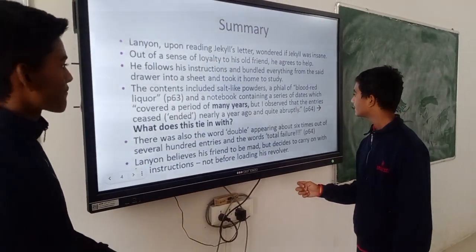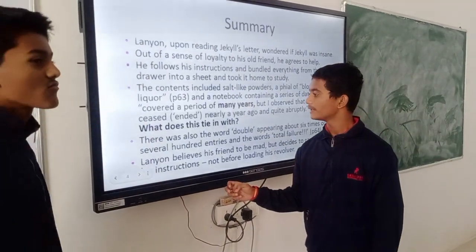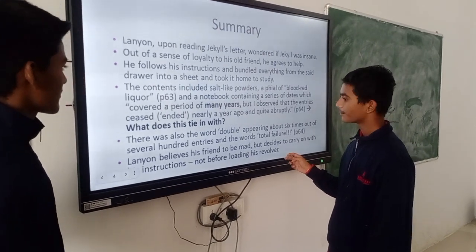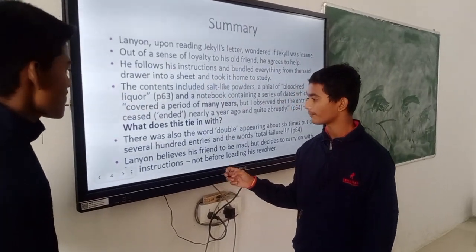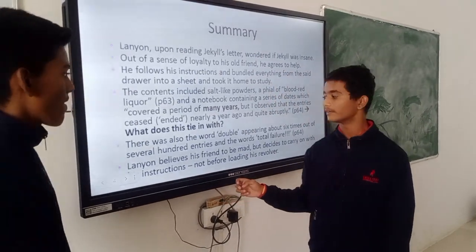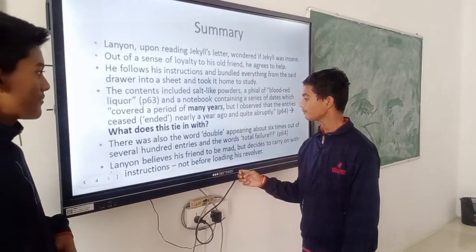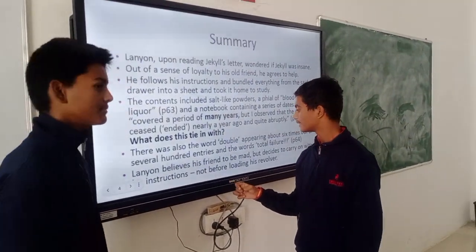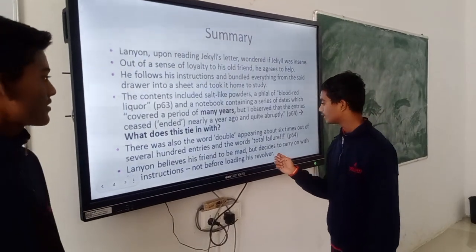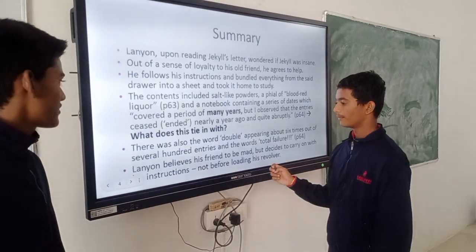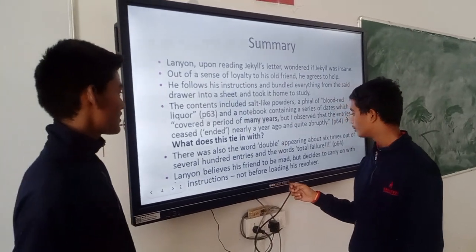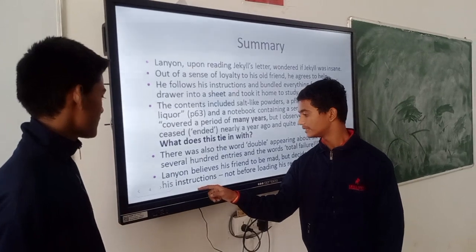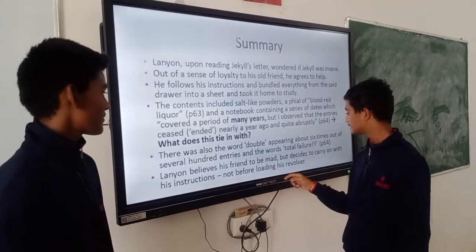But I observed that the entries ended nearly a year ago and quite abruptly. There was also the word double appearing about 6 times out of several hundred entries, and the words total failure. Lanyon believes his friend to be mad but decides to carry on with his instructions, not before loading his revolver.